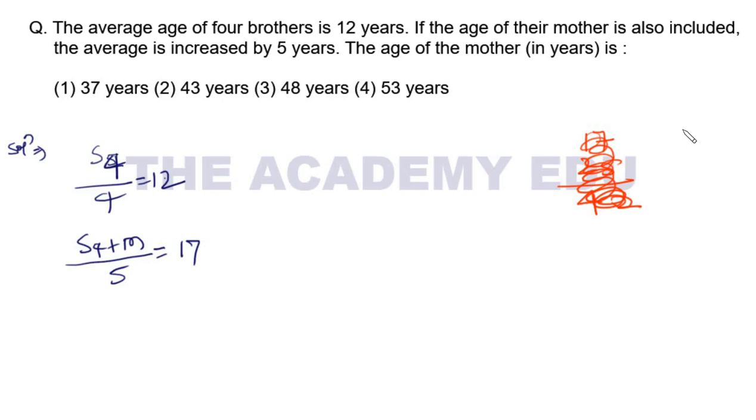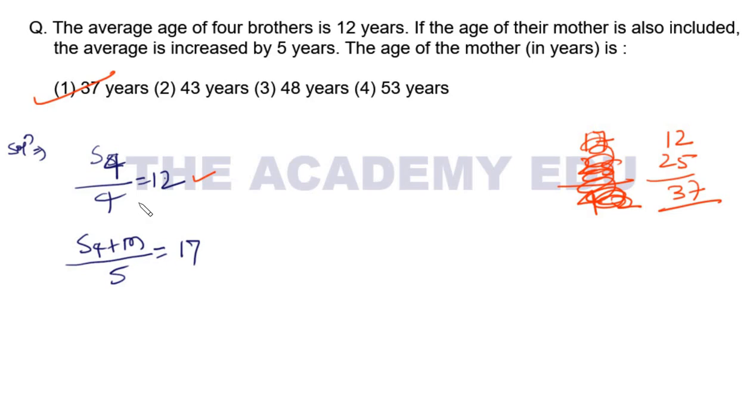Initial average is 12, right? So when the mother joined them, the initial average was 12. Now the mother came into the picture, so 5 on each. So 5 fives are 25. So 12 plus 25, 37 is the age of the mother.